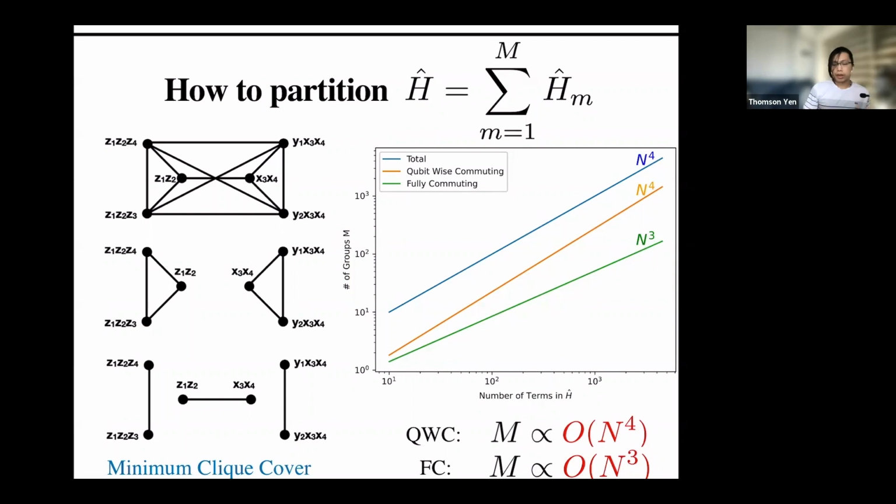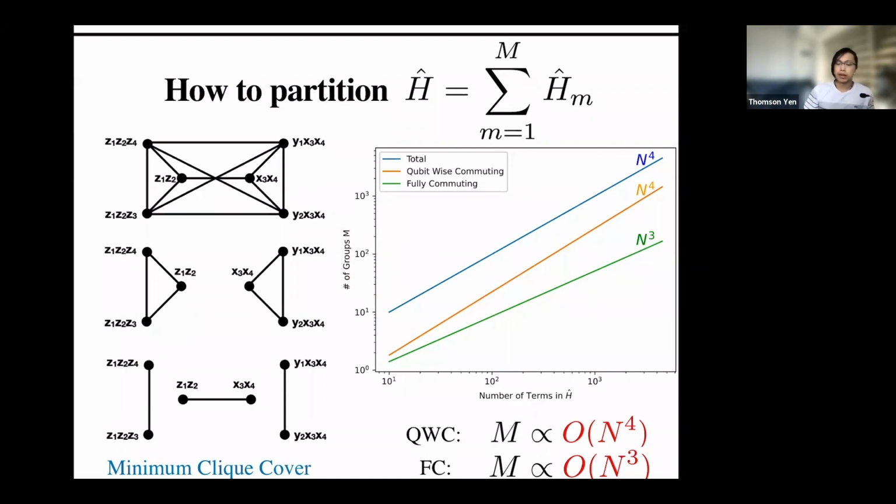And we have 3 lines here. The blue line, total, is just the most naive approach. So you're measuring individual Pauli words one by one. And on this plot, this is like the x equal to y plot. In some sense, you can think of it as the original difficulty of the measurement problem. And then you try qubit-wise commuting and fully commuting.